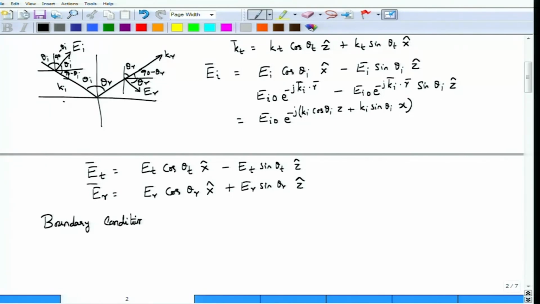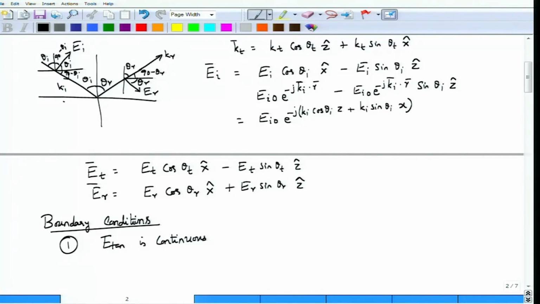So when we apply boundary conditions, the first boundary condition that I am going to apply is that the tangential electric field is continuous across the boundary. Why do I say that tangential electric field is continuous across the boundary? Because for this boundary case that you are considering, there are no free charges or no currents, and therefore on the surface there is nothing happening. So tangential electric field is continuous.